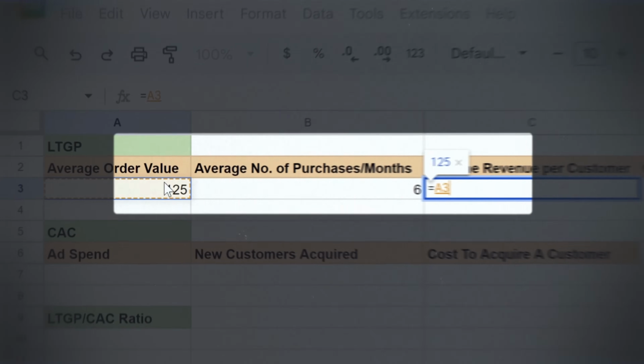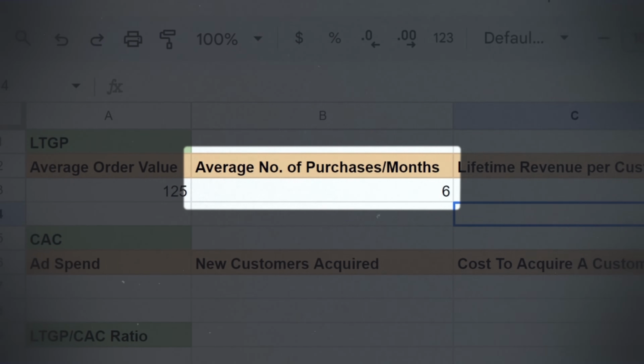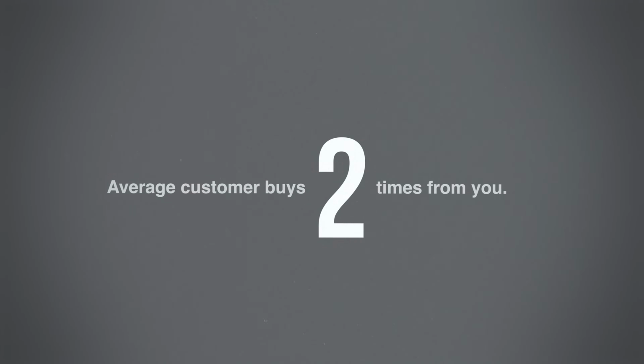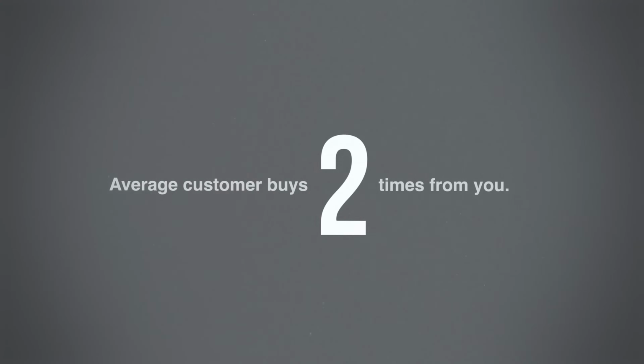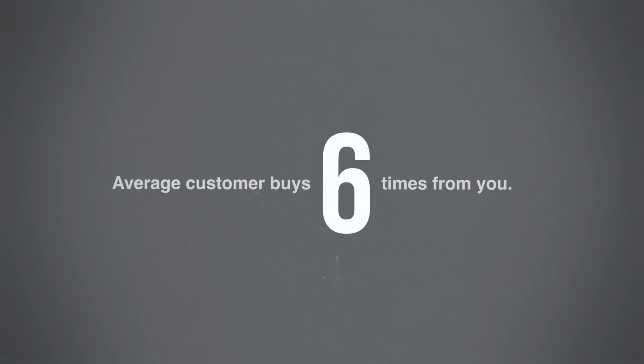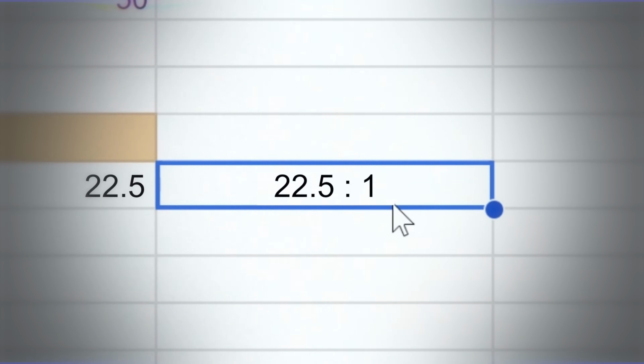And another major component to increasing your LTGP is putting more effort into reactivating customers, getting them to buy again. Because remember, how many times someone buys from you is a huge part of your LTGP. So if the average person currently buys from you twice, and you can improve a number of things and get much better at customer reactivation and convince them to buy 6 times over their lifetime, well, you've just tripled your LTGP to CAC ratio without doing anything to your ads. And that's a huge win for your business.